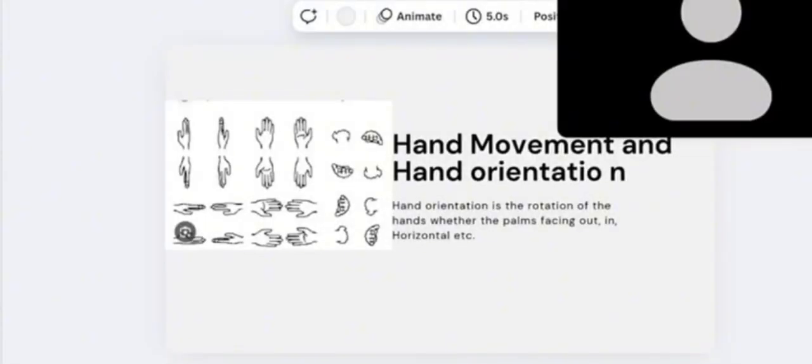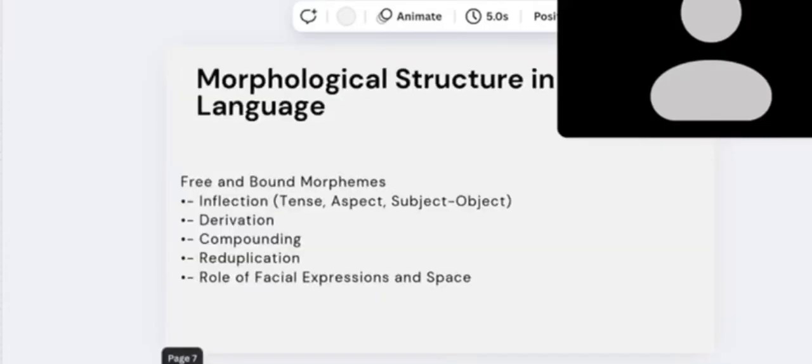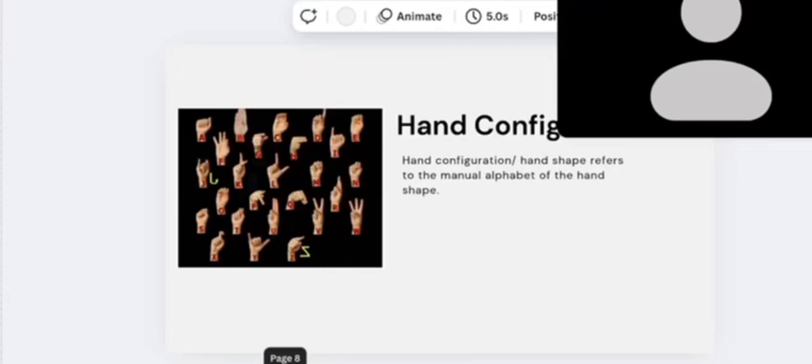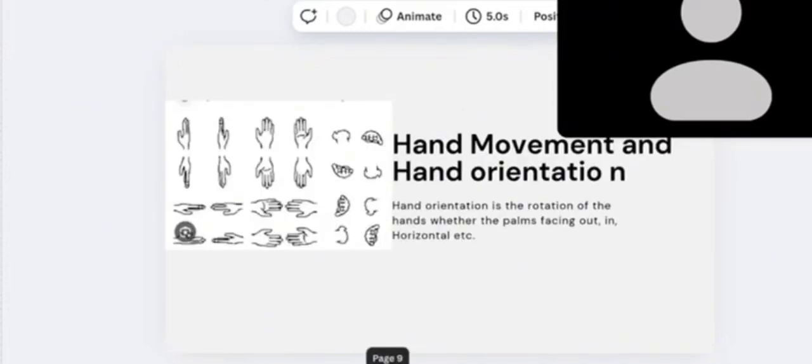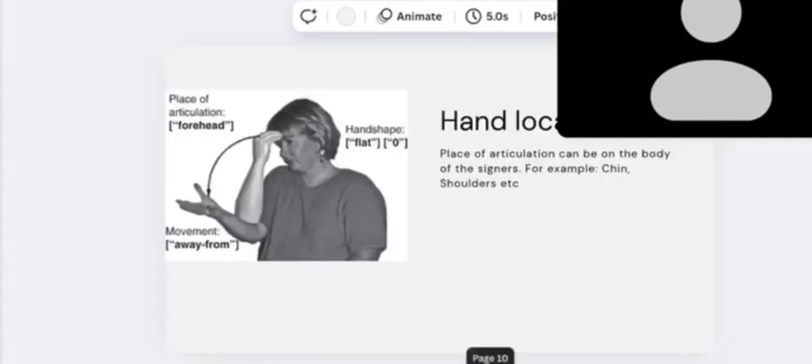I'm going to talk about the phonology of sign language, specifically in ASL, or American Sign Language. Unlike spoken languages, the phonology of sign languages is perceived through sight. There are five parameters that can be used in the phonological structure of sign languages: hand configuration or hand shape, hand movement, hand orientation, hand location, as well as facial expression.